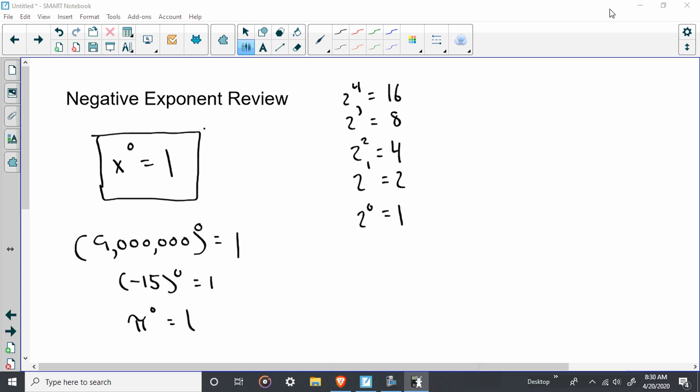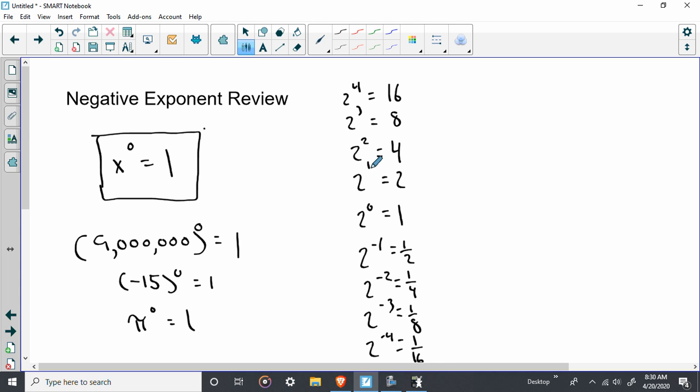All right. Now, what if we continue the pattern? 4, 3, 2, 1, 0. What's below 0? Negative 1, then negative 2, then negative 3, then negative 4. Well, let's continue the pattern. If we divide by 2, divide by 2, divide by 2, divide by 2, 1 divided by 2 is 1/2. 1/2 divided by 2 is going to be a quarter, then an eighth, then a 16th. I know a lot of you would be dying to put these in decimals, but let's take a look.